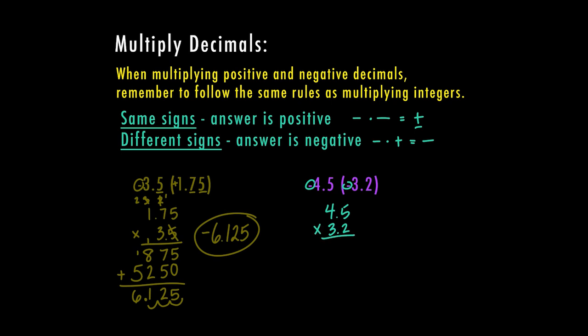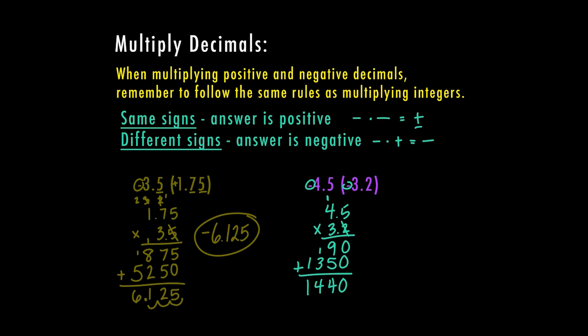So 5 times 2 is 10. 4 times 2 is 8, plus 1 is 9. Now I'm on the second row, so I'm going to bring down a 0. 3 times 5 is 15. And 3 times 4 is 12, plus 1 is 13. I can go ahead and add these up. So I have 1,440.